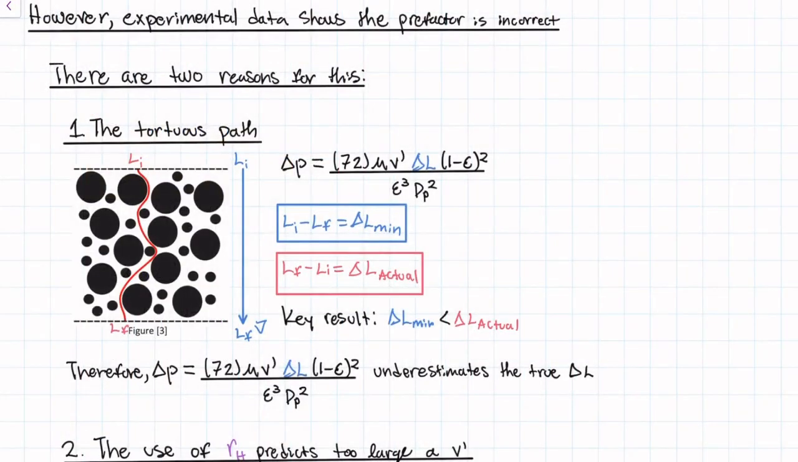The first reason that the prefactor is incorrect is that this delta L represents the distance traveled through the system, essentially from one point to another. The minimum distance to get from one point to the other is a straight line, and that's what's used in this equation. However, due to the fact that there are particles in the system, the flow actually has to travel around them, which makes the actual distance traveled larger than the minimum distance traveled. Furthermore, the hydraulic radius predicts too large of an interstitial velocity, and we're able to tell with experimental data that the prefactor is actually 150.